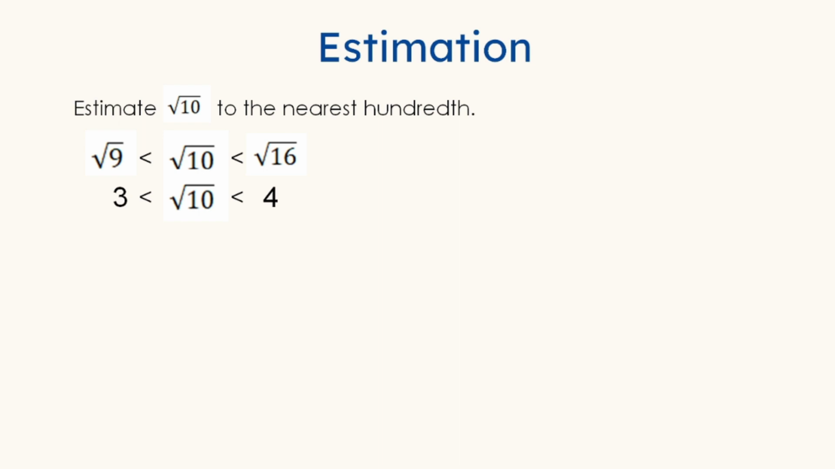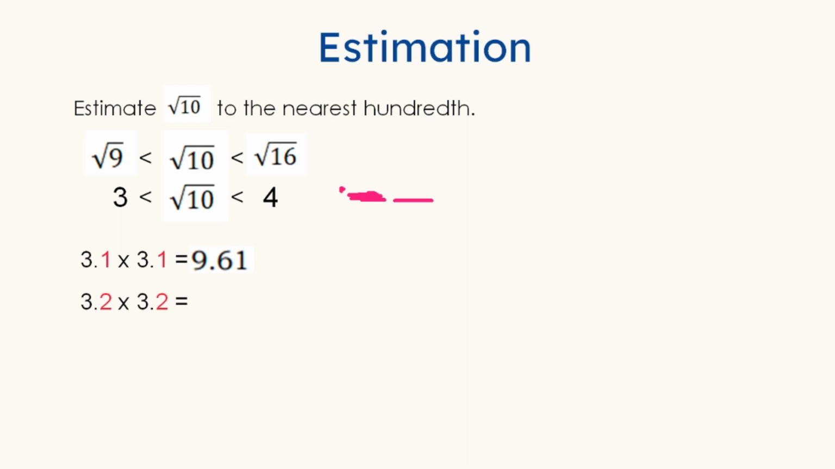Diba? Approximate tawag dyan. But we're not yet done. We need to do the estimation. Kailangan natin kunin yung decimal. So, ibig sabihin, si square root of 10 ay decimal number sa pagitan ni 3 at 4. So, start tayo sa 3.1. So, sabi ko nga, di ba, kailangan natin dalawang number after decimal point kasi yan yung hundredths. Mag-start muna tayo dun sa isa muna. So, let's have 3.1 first. Siyempre, mag-start tayo sa 1. So, 3.1 times 3.1, that's 9.61.